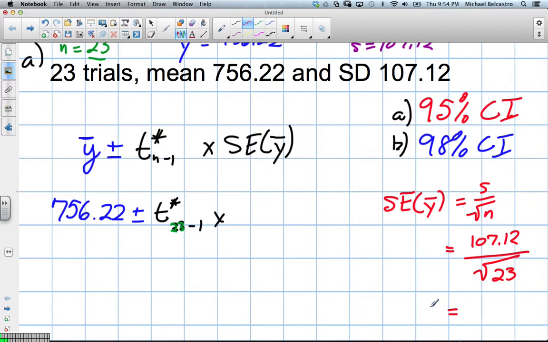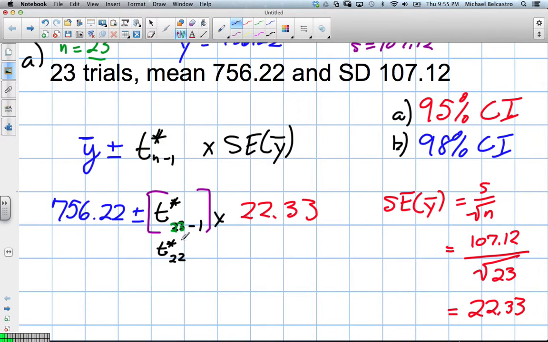Oh, no, you don't need a second. Square root of 23. It's 22.33. Okay, so we're multiplying by 22.33. But I still don't have this number. This represents some number. Well, what is that going to be? 23 minus 1, we're really going to be looking up t at 22 degrees of freedom.